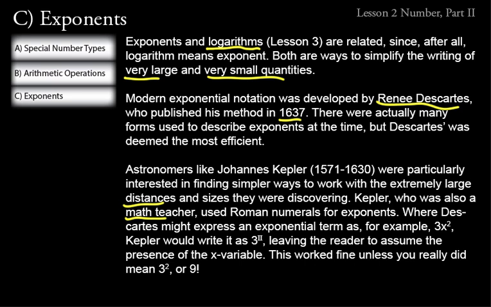He was a Christian. He was also a math teacher, and he used Roman numerals for exponents. So where Descartes might express an exponential term as, for example, 3x squared, Kepler would have written it like this, 3 with a Roman numeral 2. He'd leave the reader to assume the presence of the x variable, and that worked well unless you really did mean 3 squared or 9, so that would be confusing. So think about the early 1600s. Paper was a whole lot more expensive back then. They didn't have typewriters or computers. There was a constant pursuit then to find ways to write as much as possible, as efficiently as possible, in as little space as possible.